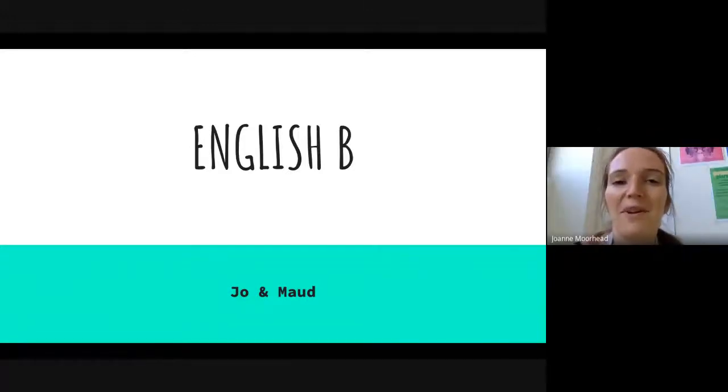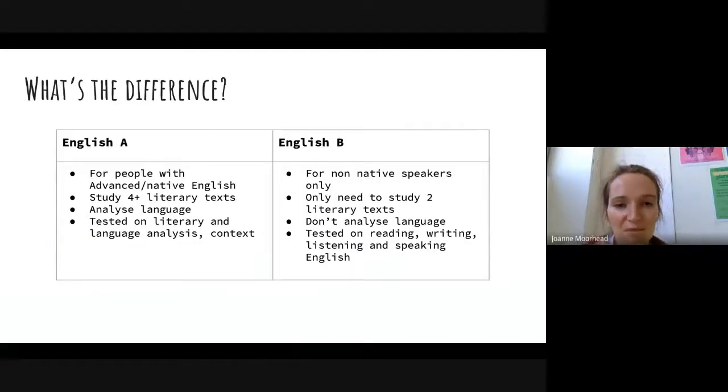Thank you. Right, so there will be time for questions at the end, so it might be easiest if you save them for then. The most important thing to tell you is that the difference between English A and English B is quite a big difference. If you are a native English speaker, then you will be doing English A, and you will have to do quite a lot of literary texts. If you're doing English A literature, then you'll be doing as many as 13 literary texts. However, for English B, you only need to study 2.